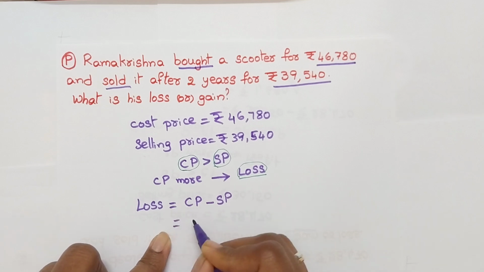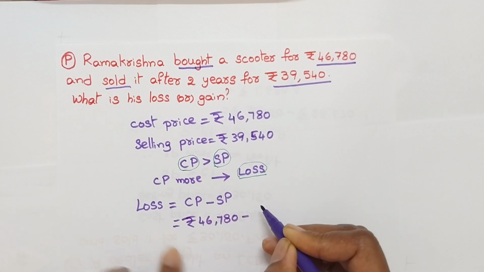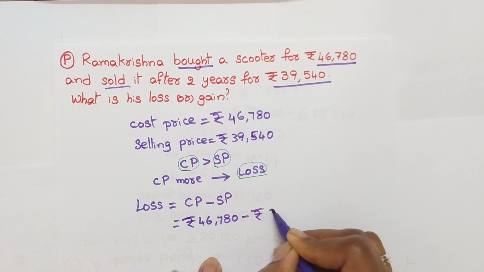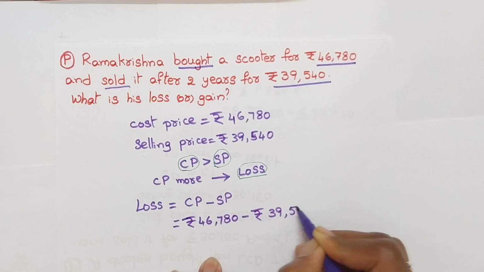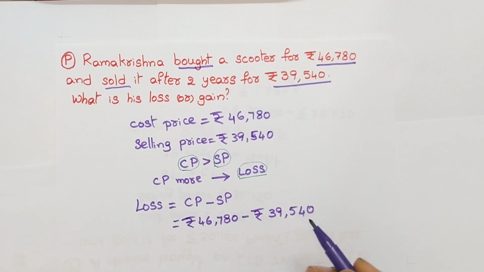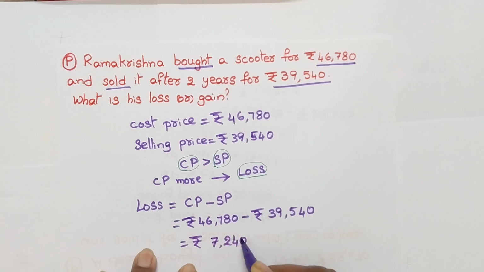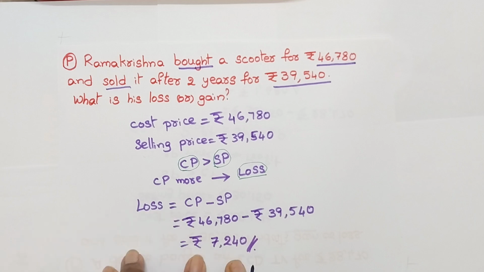So what is the cost price? Rupees 46,780 minus selling price 39,540. If we do subtraction, the result will be rupees 7,240. This is Ramakrishna's loss amount.